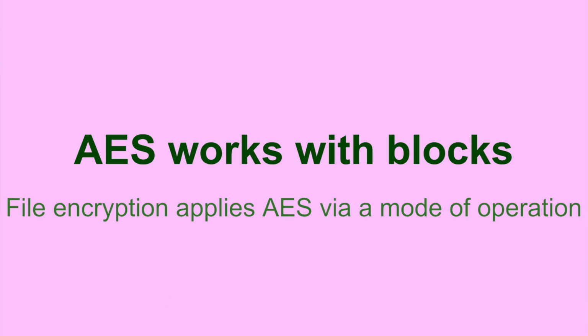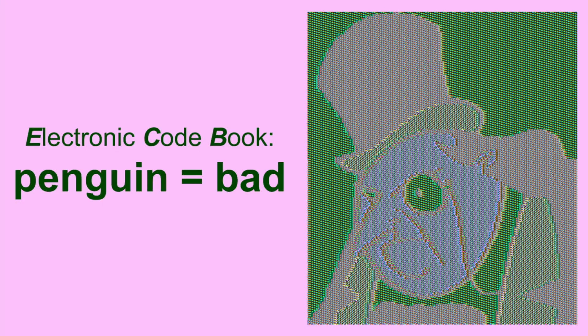It just works with block. And if you work with a file, then it needs to work with the mode of operation. Usually what people know about this is that if you use the bad ECB mode, then you can still see the penguin, and you know that this is bad encryption. So if you use a mode of encryption that just takes every block and encrypts them independently, then each identical block will give the same results. So it's not good encryption, basically.